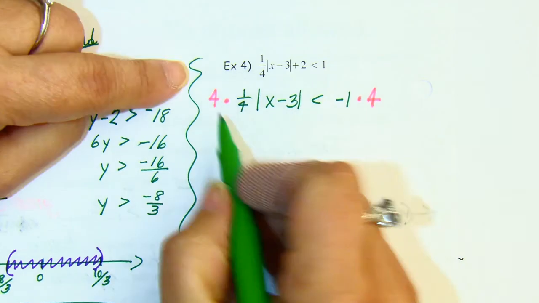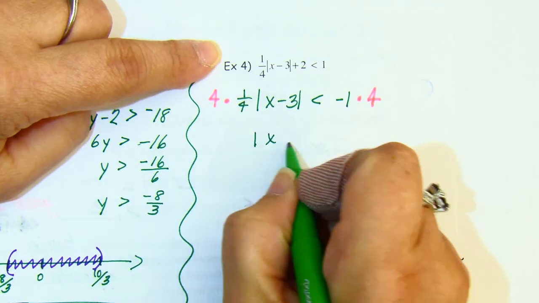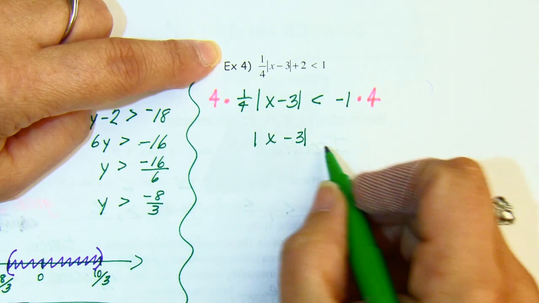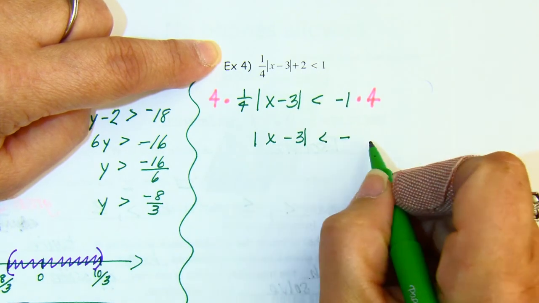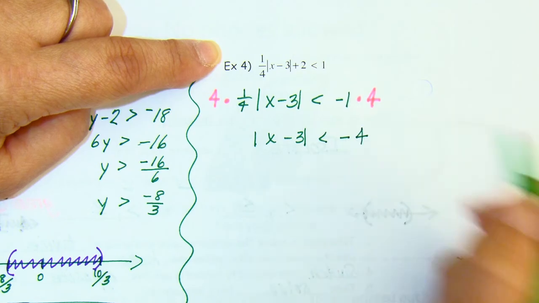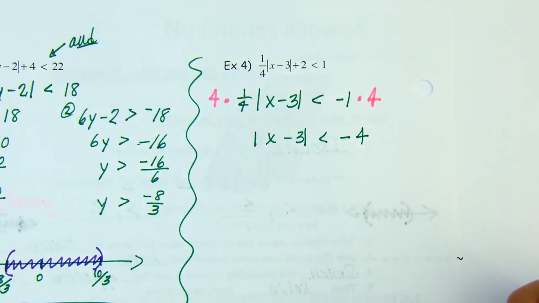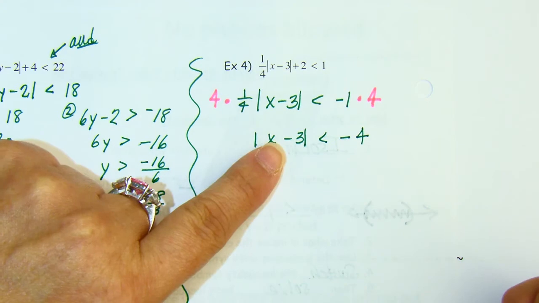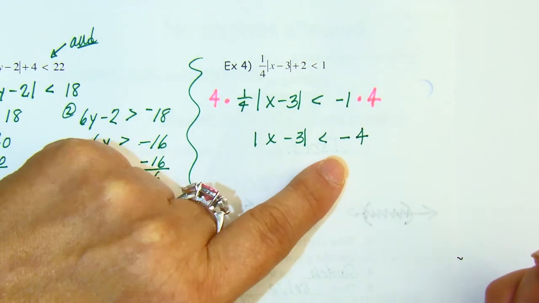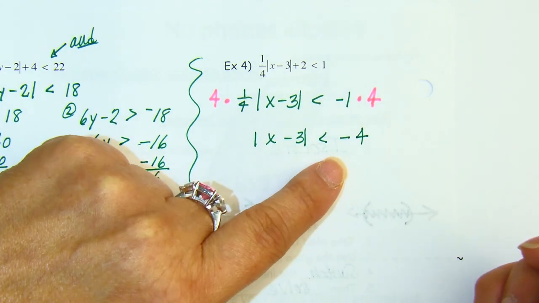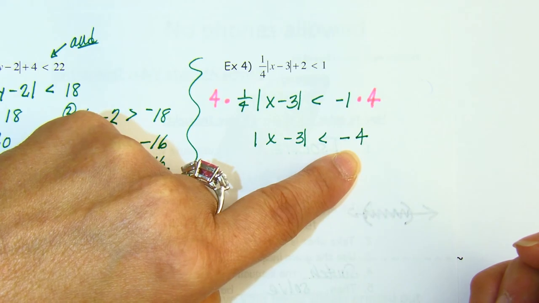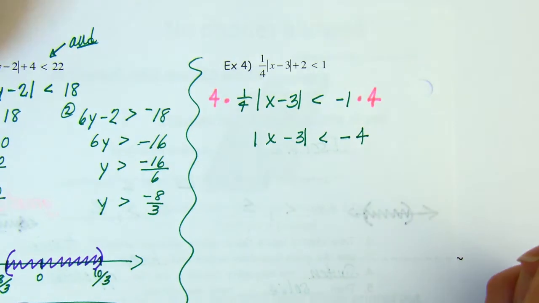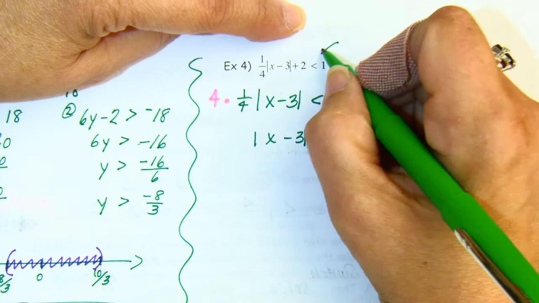So this over here equals 1, leaving me with the absolute value of x minus 3 by itself, less than negative 4. When is the absolute value of this less than negative 4? Is a positive number ever going to be less than a negative number? And you're going to say, no. So you should expect no solution here. But let's go through the process.